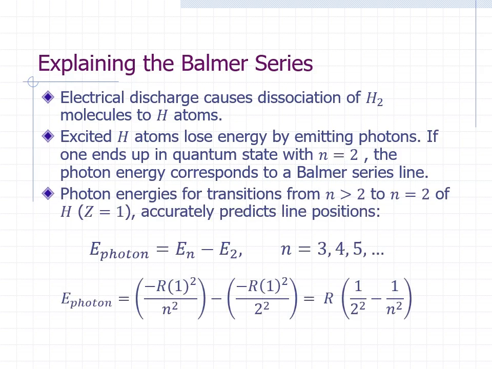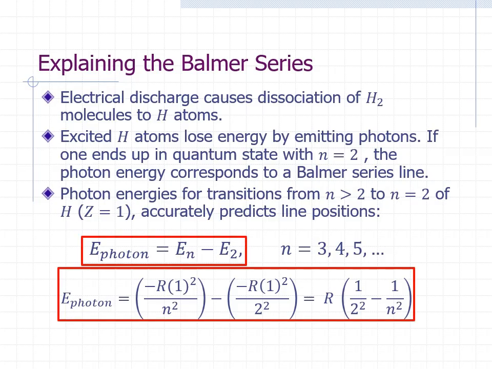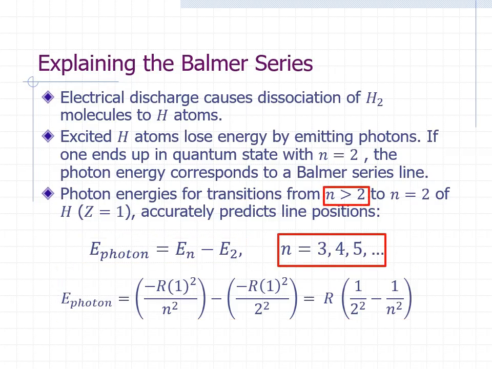In other words, the photon energies for the spectral lines in the Balmer series are given by E_n minus E_2, where n is greater than 2. The photon energy calculated for the transition from n equals 3 to n equals 2 accurately predicts the spectral line position with the longest wavelength. The transition from n equals 4 to n equals 2 accurately predicts the next spectral line, and so on.